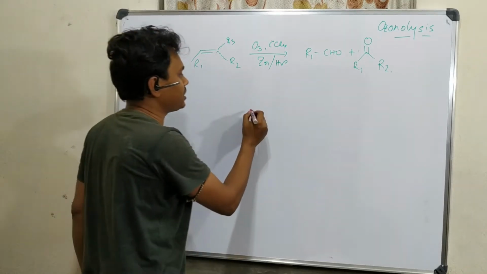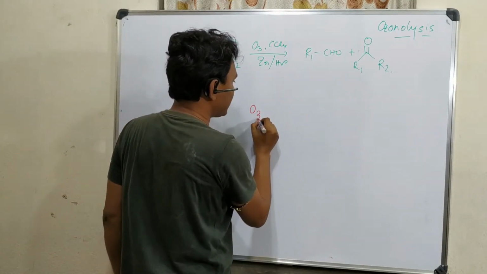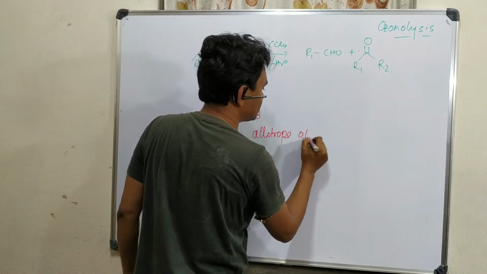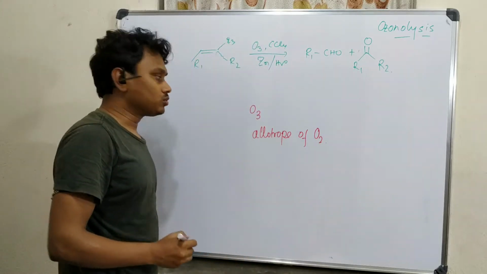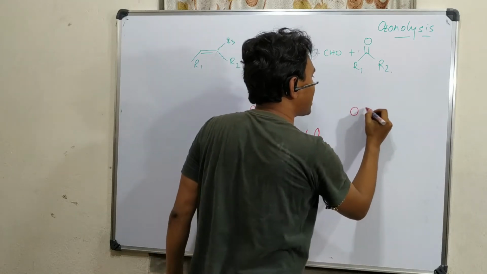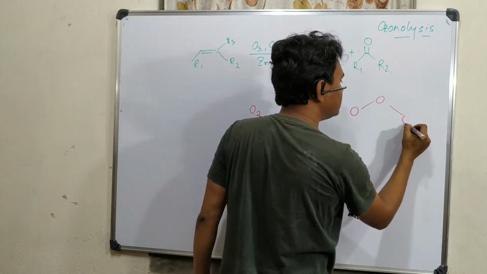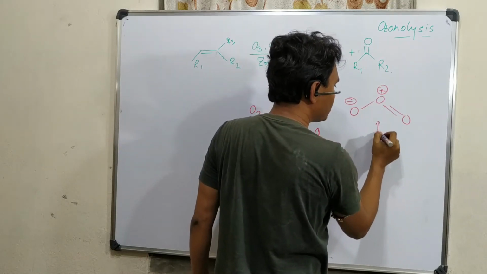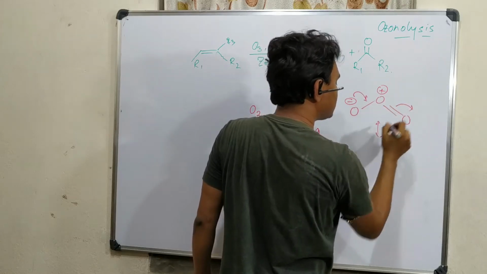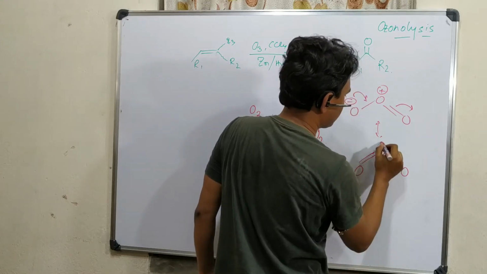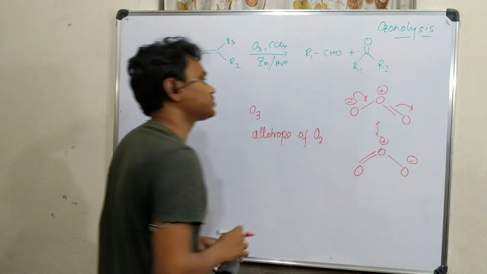From the name you can understand this is ozonolysis, a reaction involving ozone. Ozone is an allotrope of oxygen, we all know. So how does ozone look? It's a triatomic molecule. It looks like this, with formal charge positive here, negative here, or it can have a resonance structure like this.